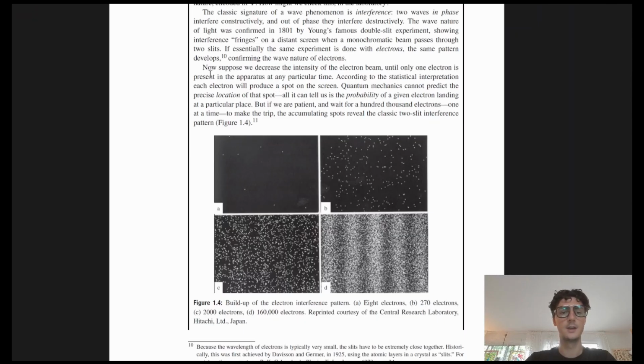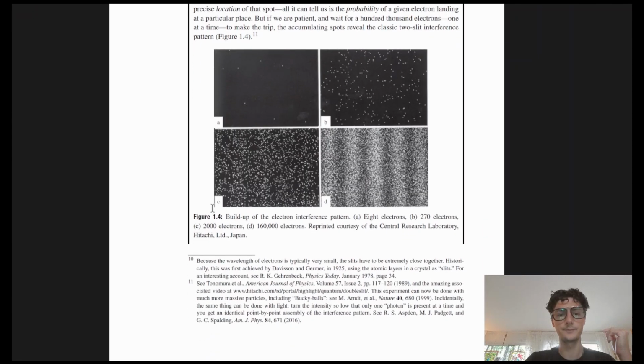That's crazy. Now suppose we decrease the intensity of the electron beam until only one electron is present in the apparatus at any particular time. According to the statistical interpretation, each electron will produce a spot on the screen. Quantum mechanics cannot predict the precise location of that spot. All it can tell us is the probability of a given electron landing at a particular place. But if we are patient and we wait for 100,000 electrons, one at a time, to make the trip, the accumulated spots reveal the classic two-slit interference pattern, figure 1.4.